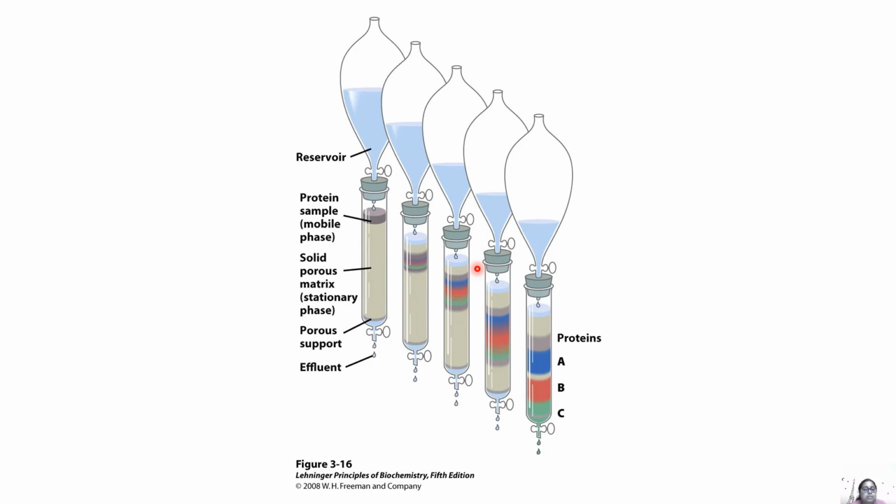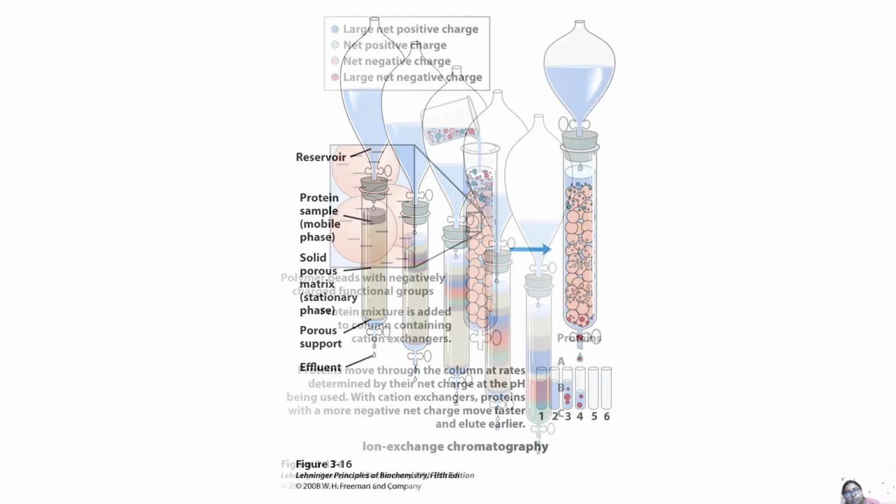If you see this in column chromatography, we add the mobile phase in the reservoir, and the protein sample is in the mobile phase. We have a solid porous matrix as the stationary phase and a porous support. Then as the sample goes through the column, the proteins separate based on the different criteria that we use to separate the proteins.